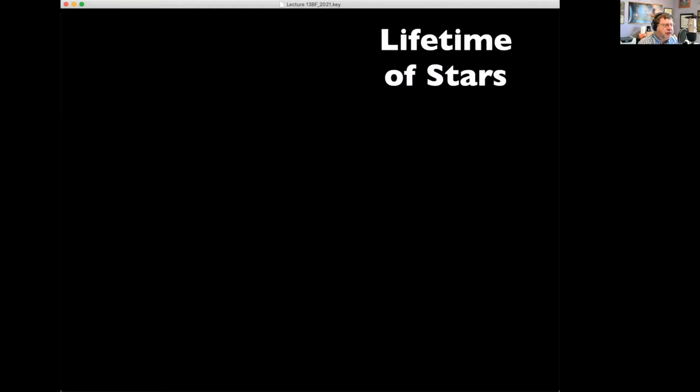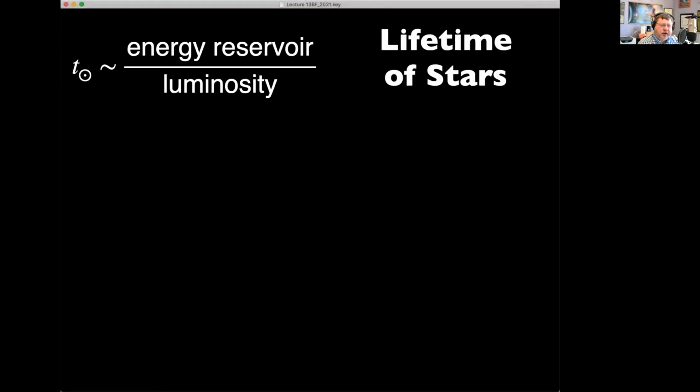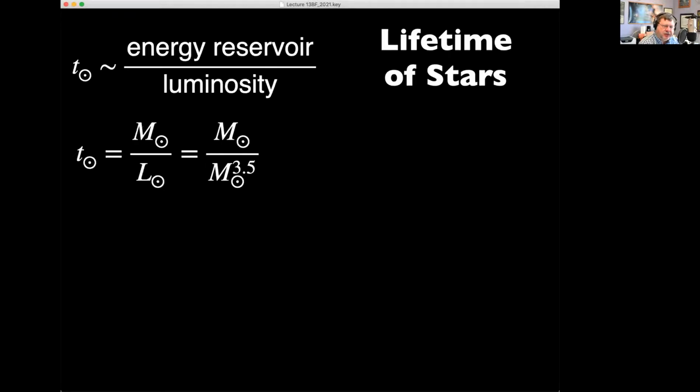So how does this relate to the lifetime of stars? Well, the lifetime of a star is going to be the amount of energy it's got in the star, this would be like erg, this would be like joules, divided by the luminosity. Luminosity, remember, is joules per second, okay? So if you divide the total energy that's in the star by how fast it's getting rid of that energy, that will give you your lifetime. And the energy reservoir is the mass, because remember, you're burning mass. It's just like burning wood in a fireplace.